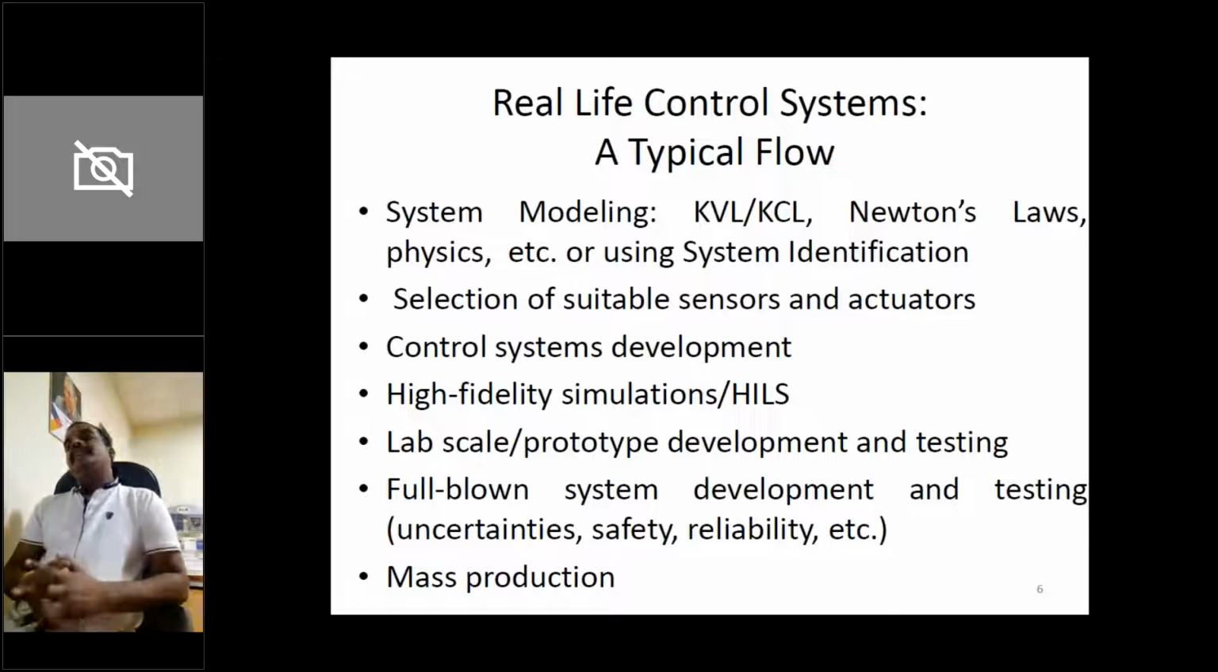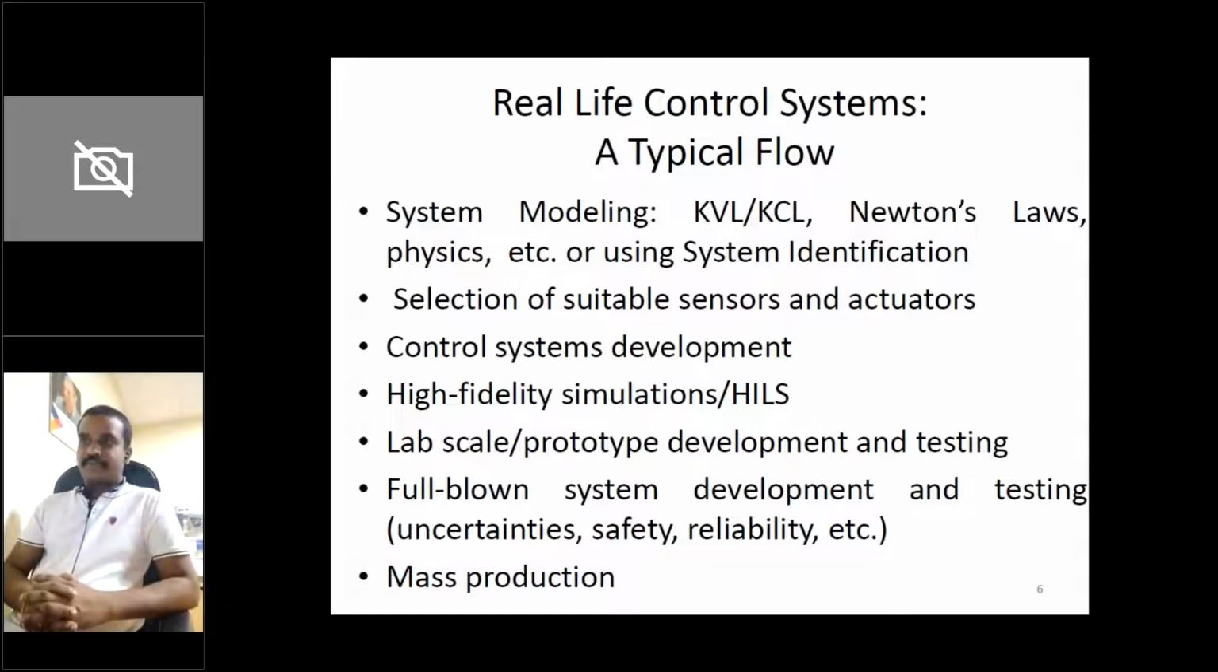So, real life control systems, a typical flow. What I mean to say here is, as far as real life control systems are concerned, what is the step by step process? Suppose you want to design a control system for a particular vehicle or a particular car, and you want to go for mass production, then what are the steps? The first thing in real life control system design is system modeling. How do you do the system modeling?